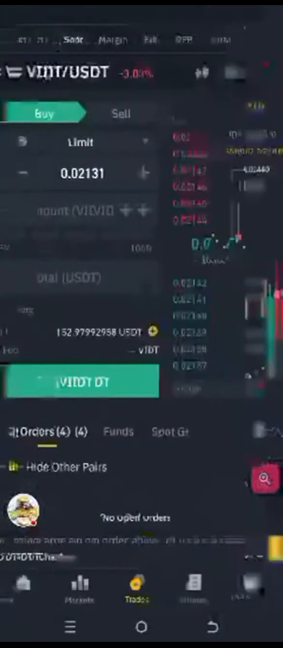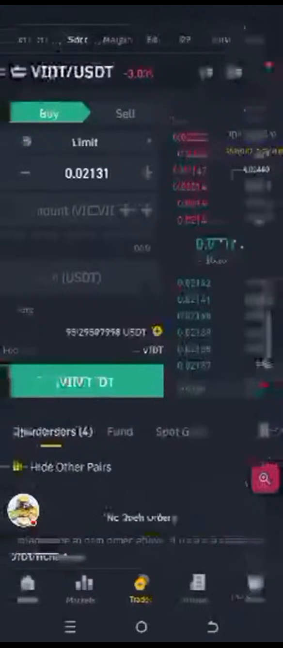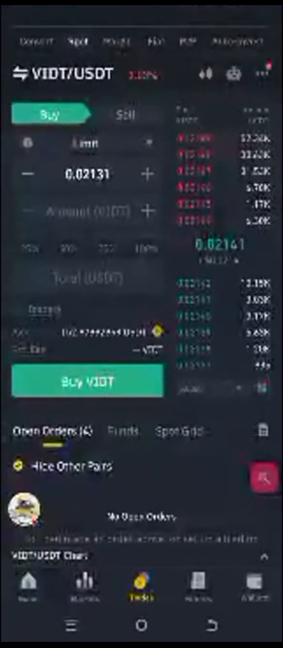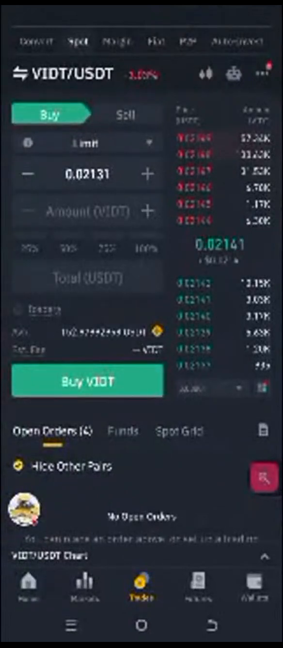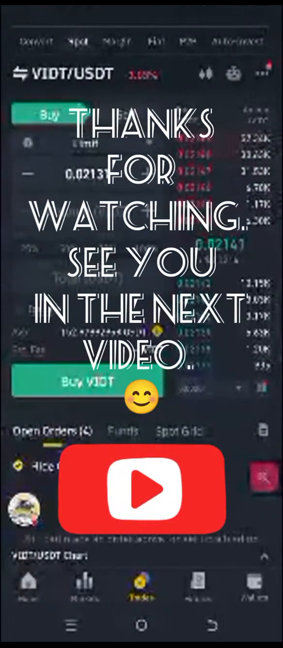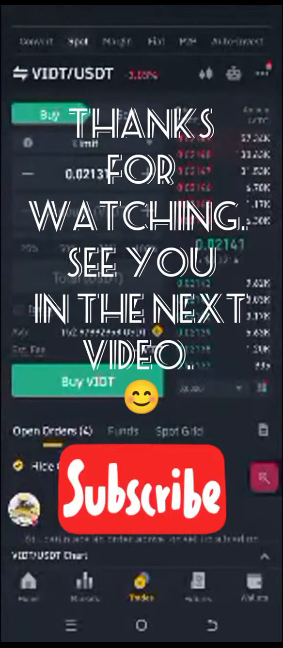We are currently out of the trade. Beautiful. So VIDT, yeah, good one. We made $1.05 minus the fees. We actually made $1, which is 2%. Okay, that's great. So we're going to ship out our profit right about now.